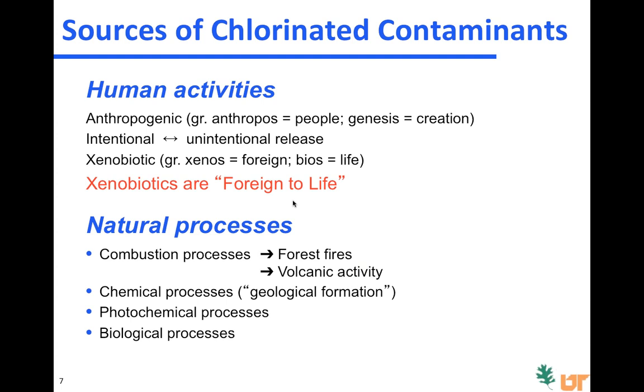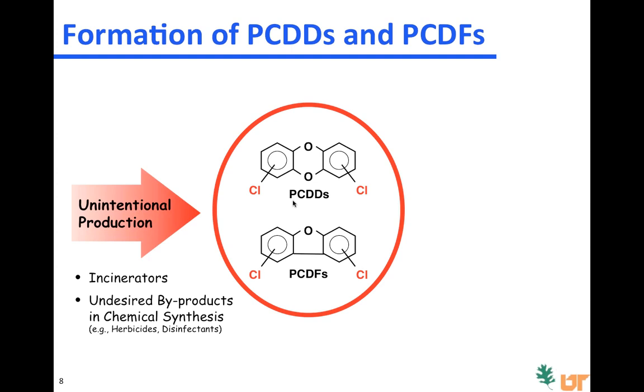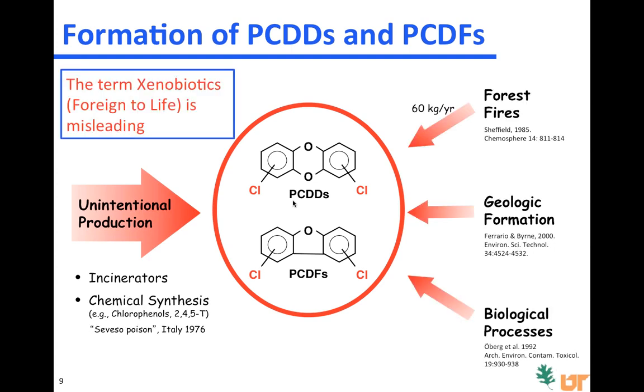Now coming back to this poster child xenobiotic, these polychlorinated dibenzodioxins and also polychlorinated dibenzofurans shown in the lower structure. So we have this unintentional production: undesired byproducts in chemical synthesis, what I showed you. Then also incinerators generate these chemicals. But now, to some surprise, forest fires, geologic formation, so chemical reactions, and also biological reactions contribute to the formation of these chemicals. And if you look at the numbers, they're actually quite significant.